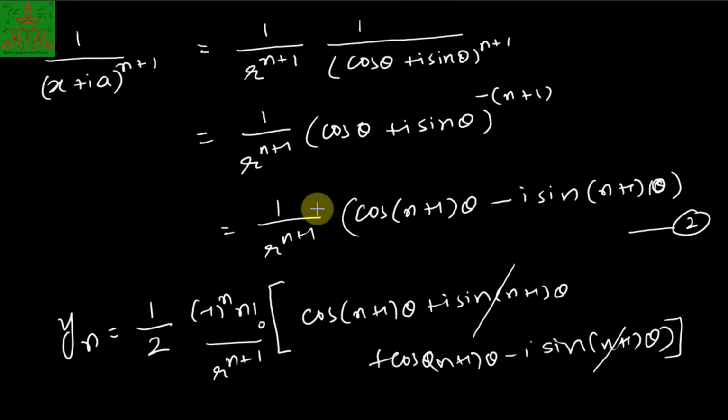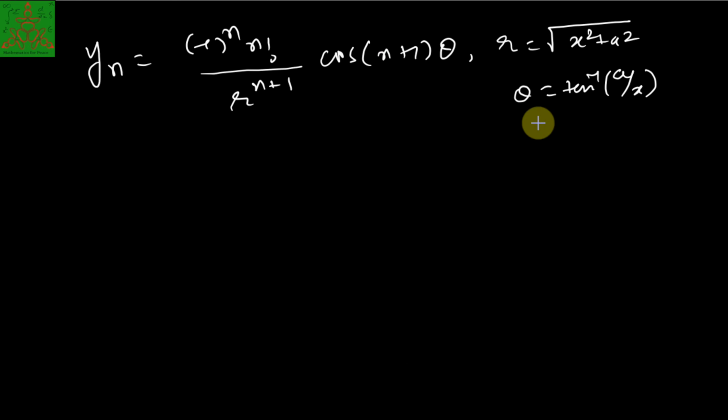Why did we get this? Due to the 2 times cos, the 2 gets cancelled, so that's why we got this, and this is the final answer for the nth derivative of, sorry, x upon x square plus a square.